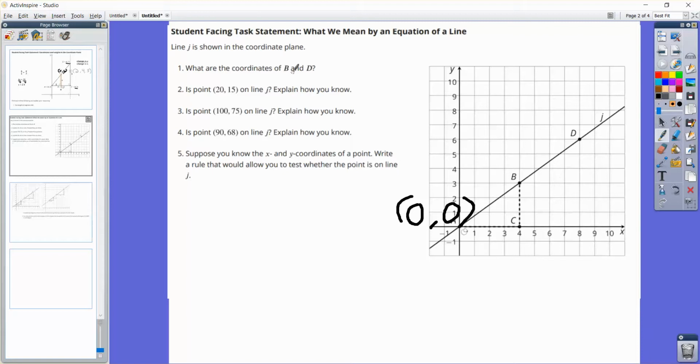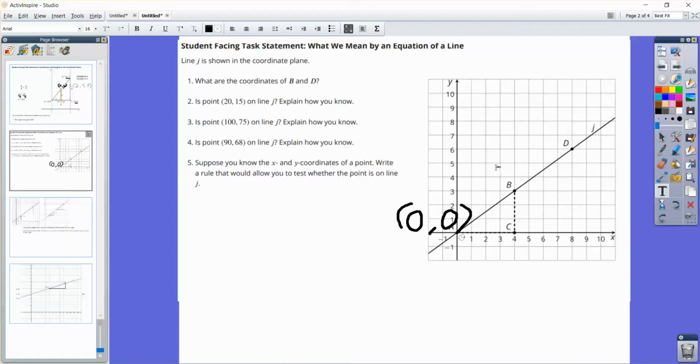Now, the first question is super easy. What are the coordinates of point B and point D? Well, point B, we can just look at the graph. We can say it's (4, 3). So the x-coordinate is 4, and the y-coordinate is 3. Okay, so that's easy. We could use the text tool for this. Let's do that real quick.